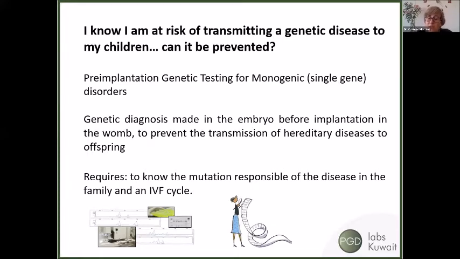So it has two main requirements. We need to know the mutation responsible for the disease in the family, in the couple. We need to know if both members of the couple or one member of the couple has a mutation, what mutation it is, and we need to do an IVF cycle.